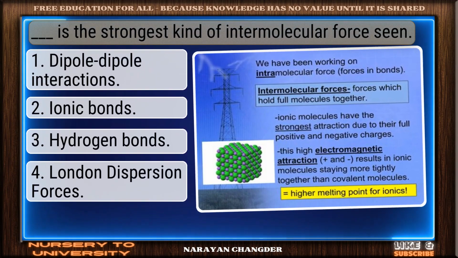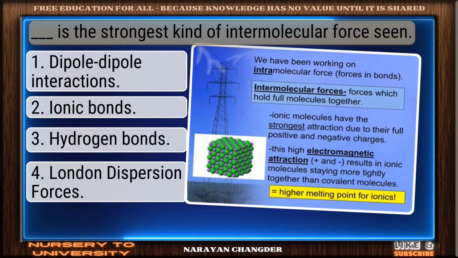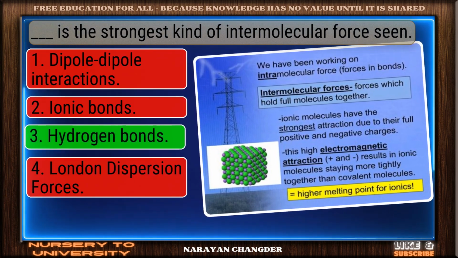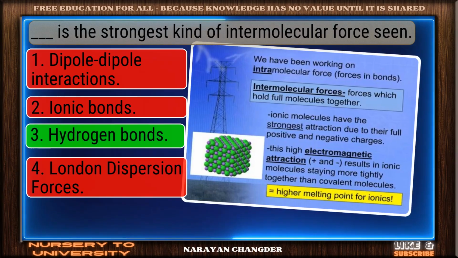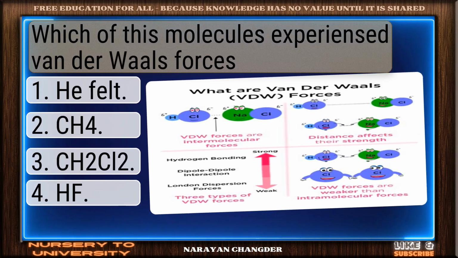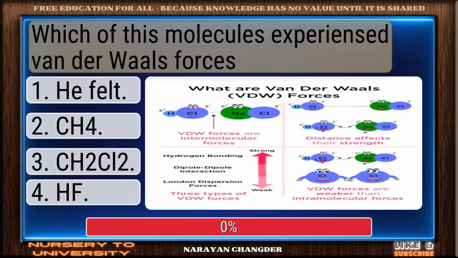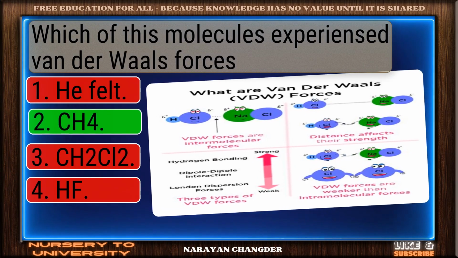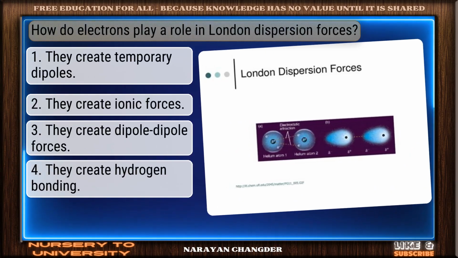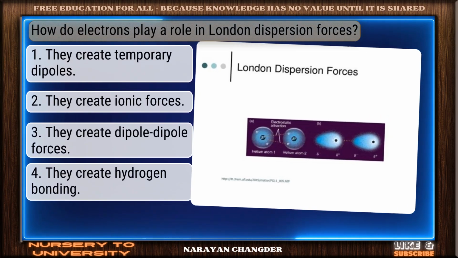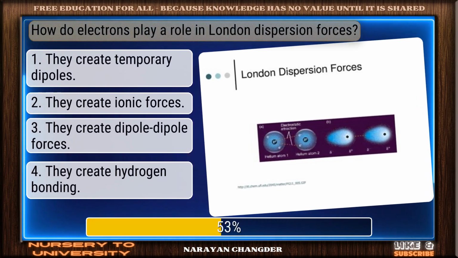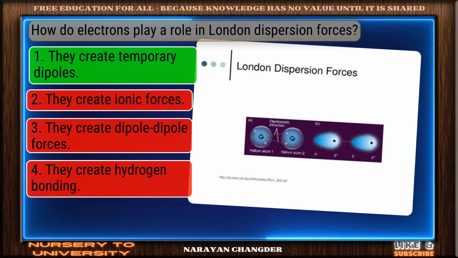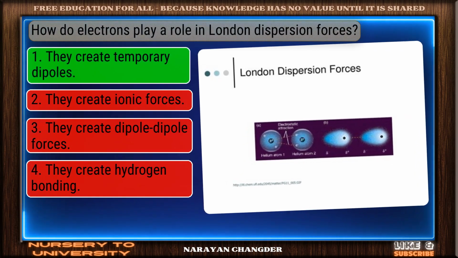Dash is the strongest kind of intermolecular force seen. Nicely done. Hydrogen bonds is a solid answer. Which of these molecules experience van der Waals forces? Good thinking. CH4 is the right answer. How do electrons play a role in London dispersion forces? Great job. They create temporary dipoles is the accurate answer.